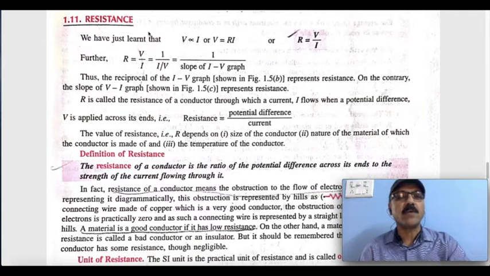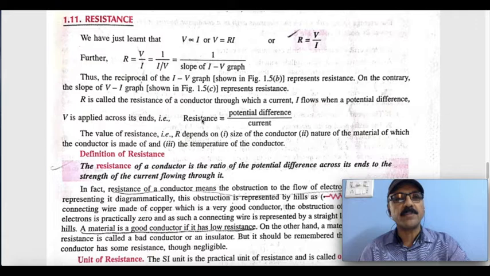According to Ohm's law, V is directly proportional to I, or V equal to RI, or R equal to V upon I, where R is the resistance, V is the potential, and I is the current. We can also write 1 upon R as I by V, so the slope of the IV graph or VI graph is equal to resistance, that is, potential difference upon current.